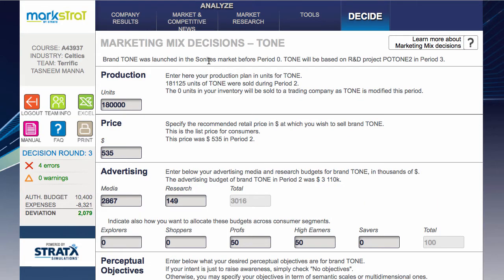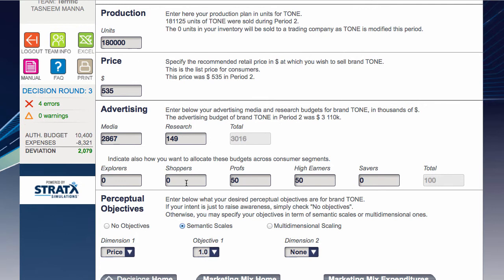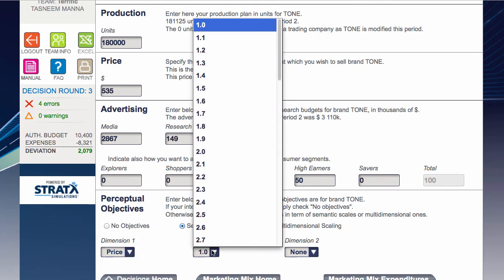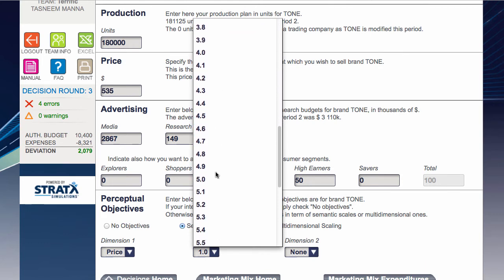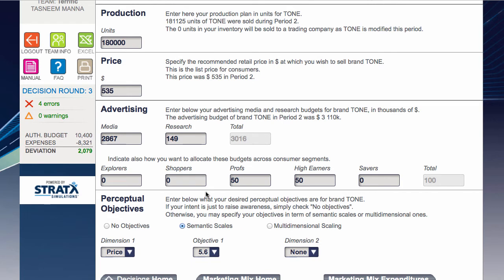So in the Marketing Mix Decision screen, as I said, the first thing you're going to want to do is pick the dimension. So we'll do price first. Now you set your objective, not how much you want to change, but exactly where you want to be. So if we want to be 5.6 on our perceptual objectives out of 7, we select 5.6. Now remember to keep in mind that our segments evolve over time. So 5.6 is where they are now. You should keep in mind that they might not be there in the next period. Now our second dimension was display, and that was also 5.6.